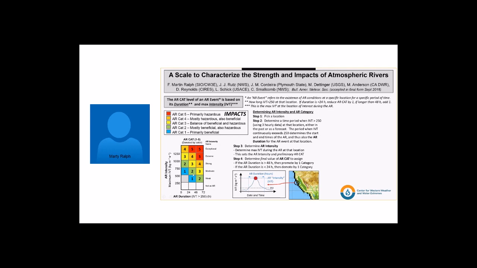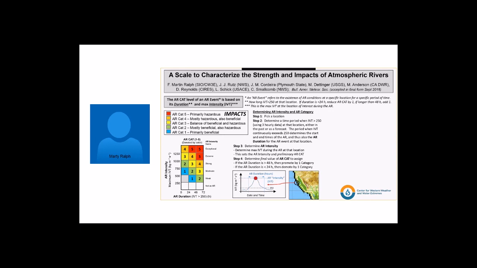But because the duration of an AR, we've proven, is very important to its impacts, if it's short-lived but strong, we demote it by one category. So in other words, if the AR conditions only last less than 24 hours, we demote it by one category. However, if an AR stalls and lasts a long time, the hazard really ramps up, so we promote it by a category. Hence the sort of diagonal nature of that diagram on the left.